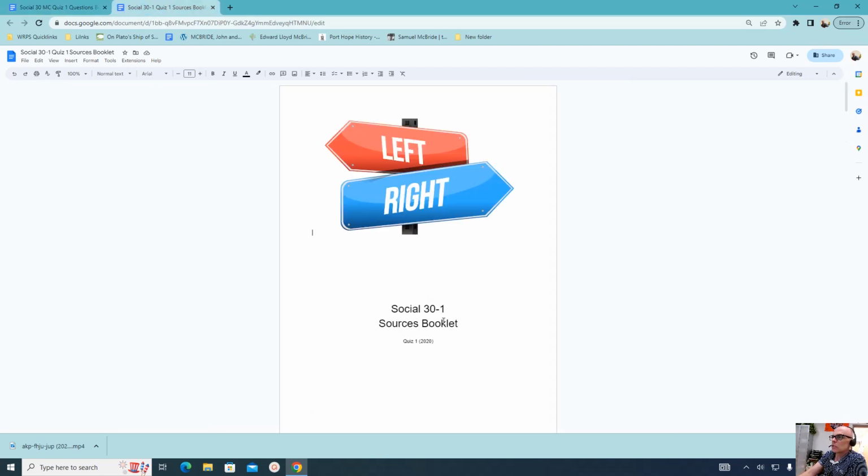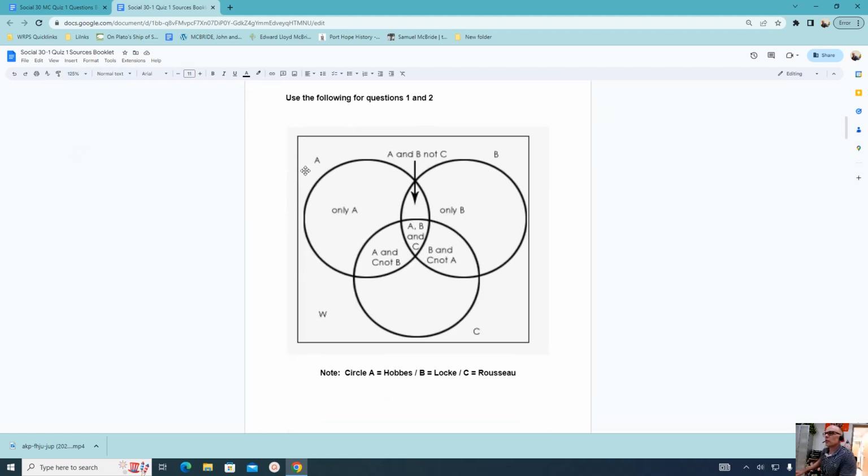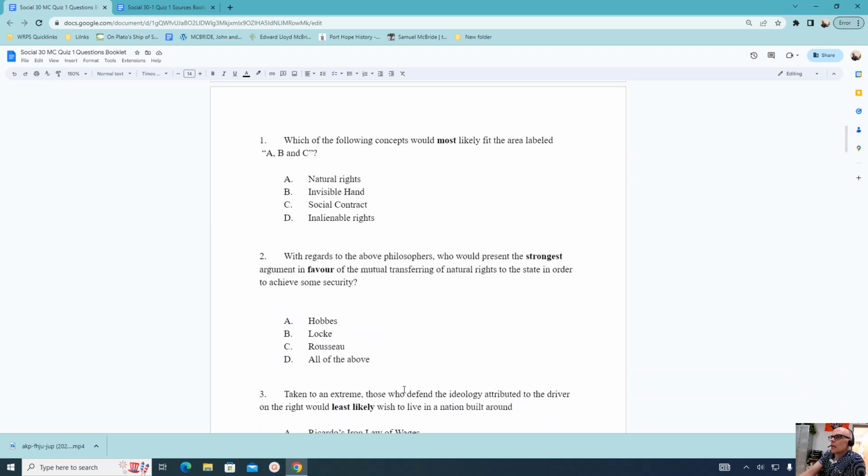So now I go to the source. In the source we have this strange three-circled Venn-like diagram. Hobbes, Locke, and Rousseau, what did they all talk about? What did they all have in common? Well, they all did talk about a social contract. Even though they disagreed as to why we have one, they all talked about a social contract. So that's kind of a recall question, isn't it? Either you know it or you don't. So in order to get number 1 right, we need to know our cast of characters.